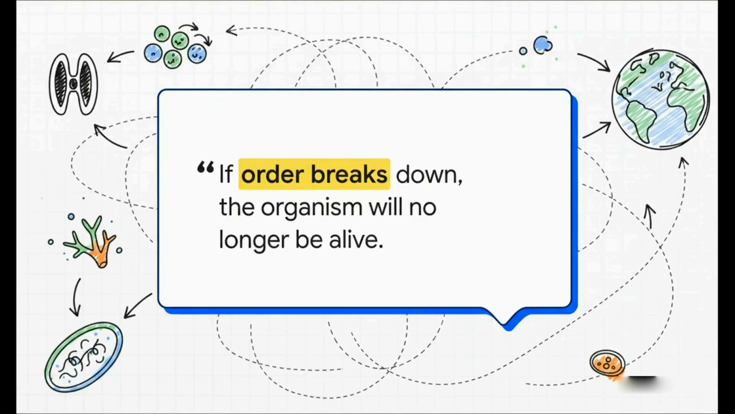I want to leave you with one final kind of provocative thought. Your textbook states, if order breaks down, the organism will no longer be alive. We've spent this entire session looking at the microscopic stuff, stoma, enzymes, alveoli, mitochondria. But what happens to our global macro environment, our entire ecosystem, if just one of these tiny microscopic processes fails on a mass scale? Literally everything is connected. Keep studying hard, keep asking those big questions, and I'll see you all in the next explainer.